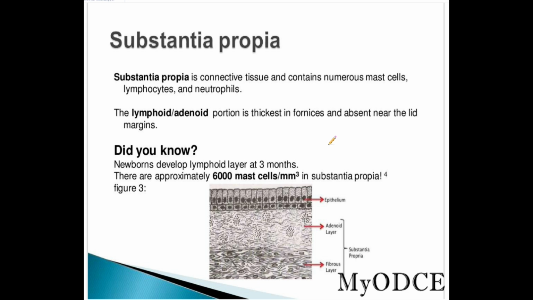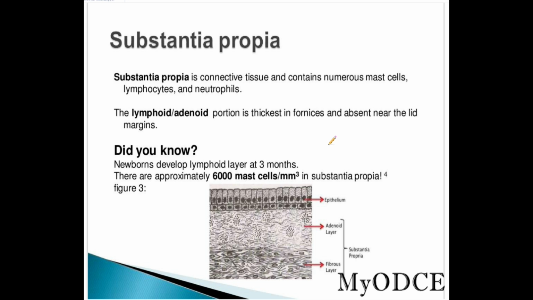Below the epithelium of the conjunctiva, you have the substantia propria. The substantia propria consists of the adenoid layer and fibrous layer, covering the tarsal plate and fornices and also the sclera. The substantia propria consists of connective tissue. It's got numerous mast cells, lymphocytes, and neutrophils. The lymphoid layer is thickest in the fornices and absent near the lid margin.